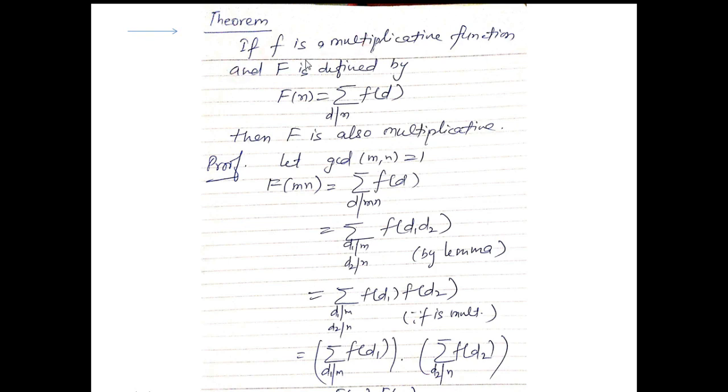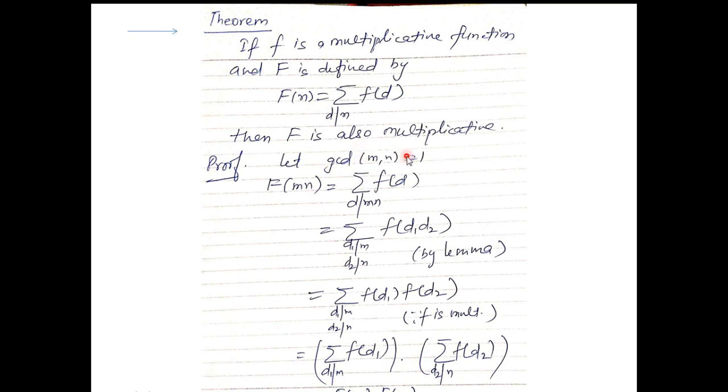This theorem says that if f is a multiplicative function and capital F is defined like this, F(n) is equal to the summation of f(d) where d divides n, then F is also multiplicative. We are given that small f is multiplicative and we have to prove that capital F is also multiplicative. So for checking the multiplicativeness of a function, what do we do?